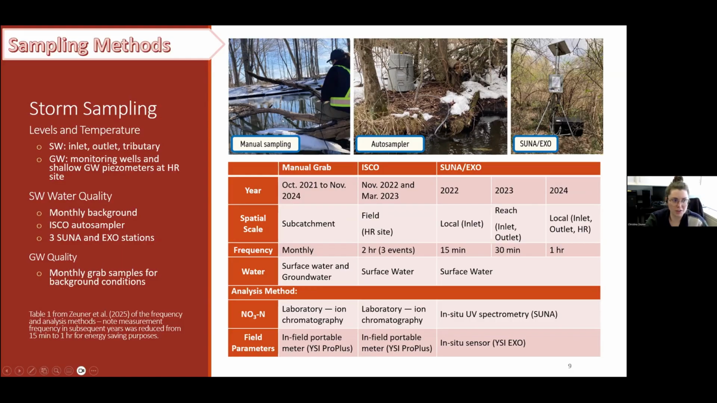Here you can see a picture of myself sampling surface water. This is actually at the inlet. We sampled every month, regardless of the seasons, from October 2021 to November 2024. Here's our auto sampler set up. And next to that is an example of the SUNA and EXO station, which is set up at the outlet and powered by solar.